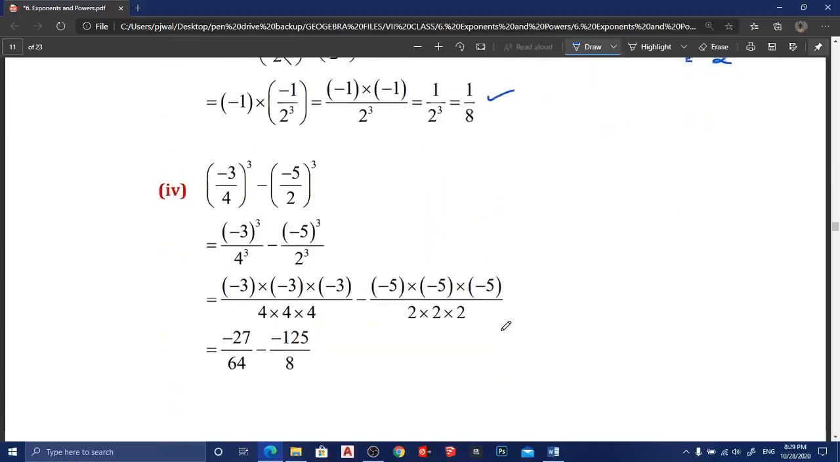Next, minus 3 by 4 whole cube minus of minus 5 by 2 whole cube. By observing this, both the bases are different, powers are equal, but for this there is no formula. We have the formula for multiplication and division only. For addition and subtraction there is no formula for us. So for this, first of all we simplify this.